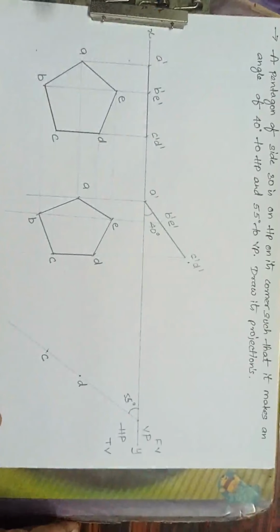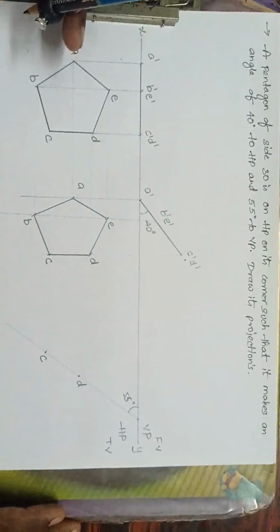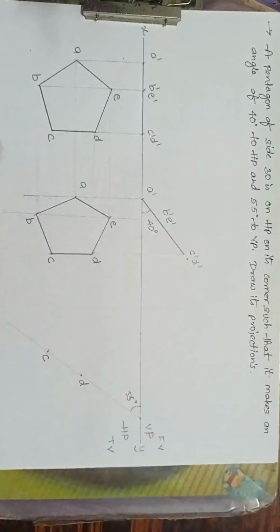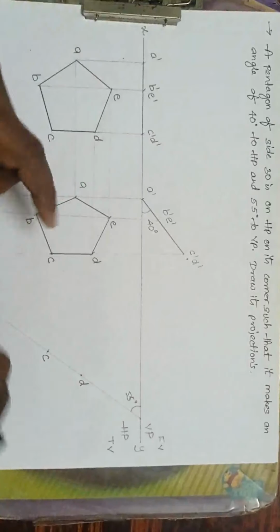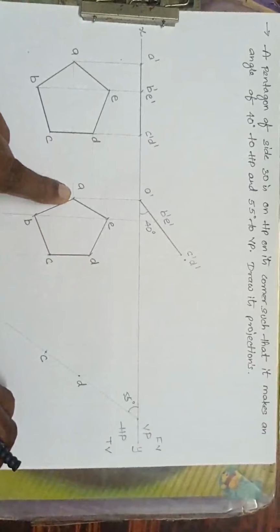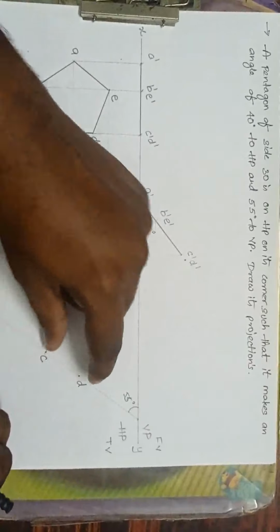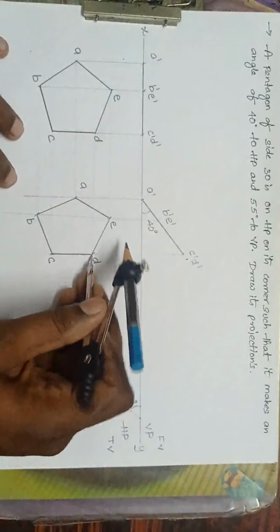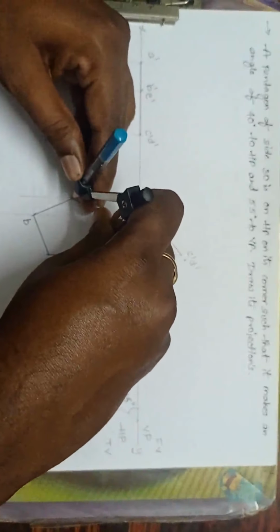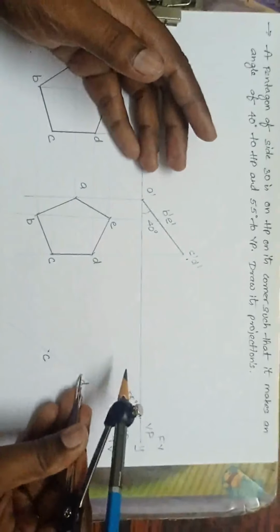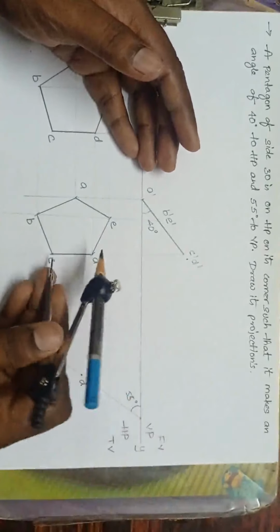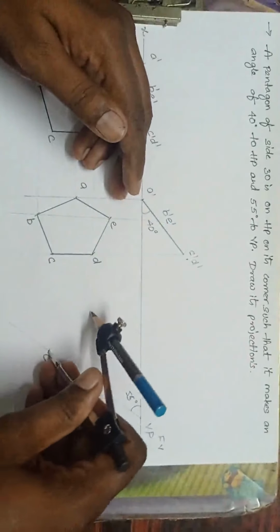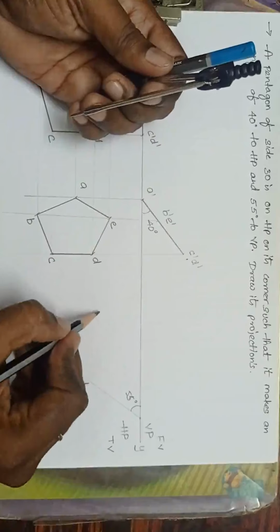Now next what to do? I have D and C. Using D and C, I have to draw all the points. First I will go for A. Take radius DA and then radius CA because I have D and C here. Take radius DA, D as center, draw an arc. Now take radius CA, C as center, cut here. I will get point A.